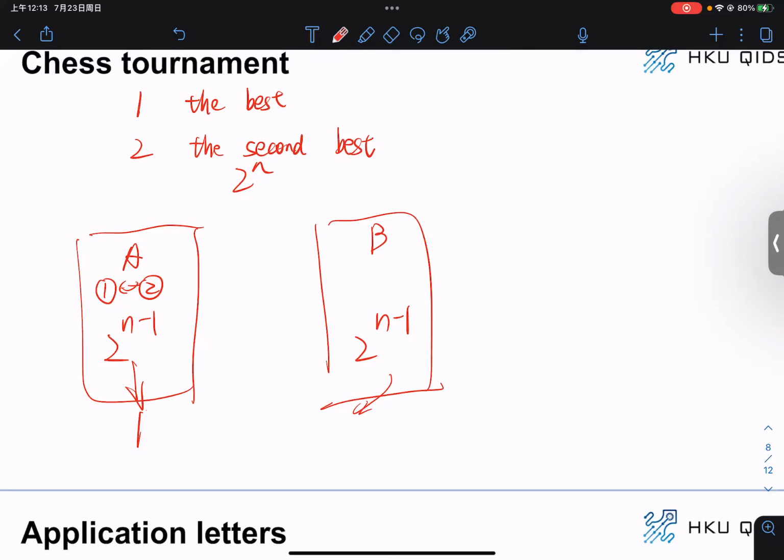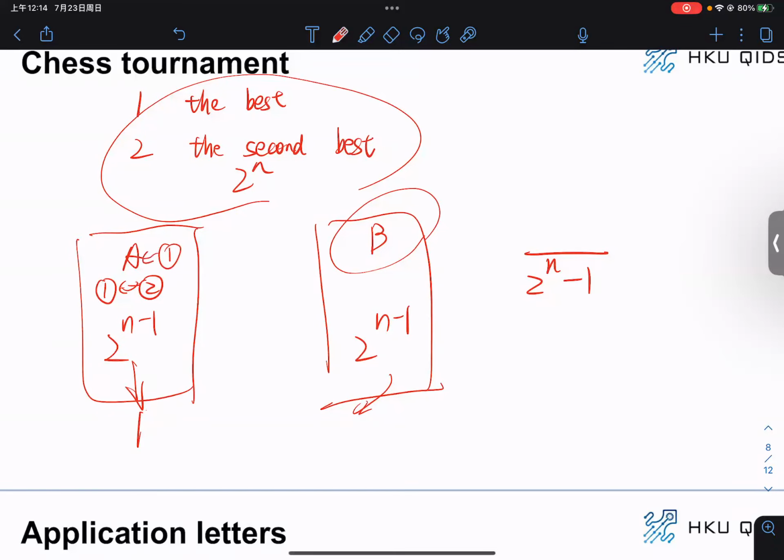So the only way that this could happen is that when we choose the players in group B, if we assume player 1 is in group A, then what's the probability that the second player is in group B? Among all the 2^n minus 1 players left, excluding the first player, there is a 2^(n-1)/(2^n minus 1) probability that the second player is in this group. And we have already solved the question just by the principle of counting. And this is much more convenient, okay?